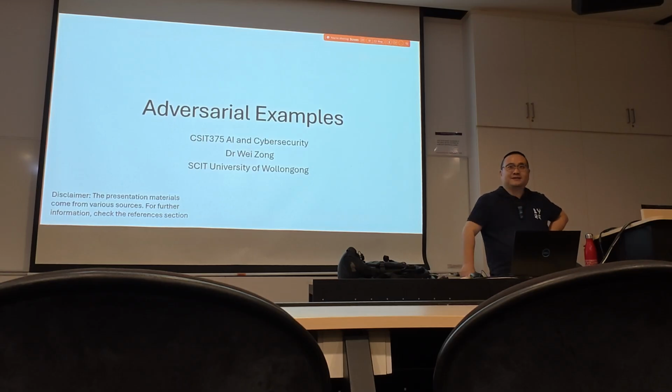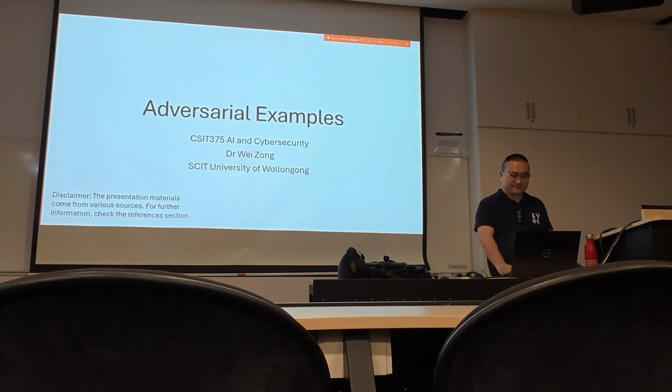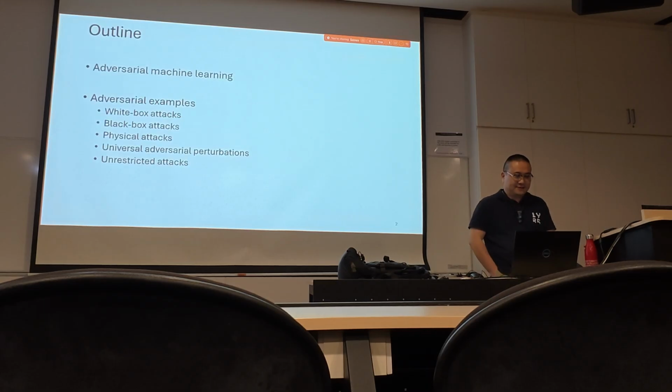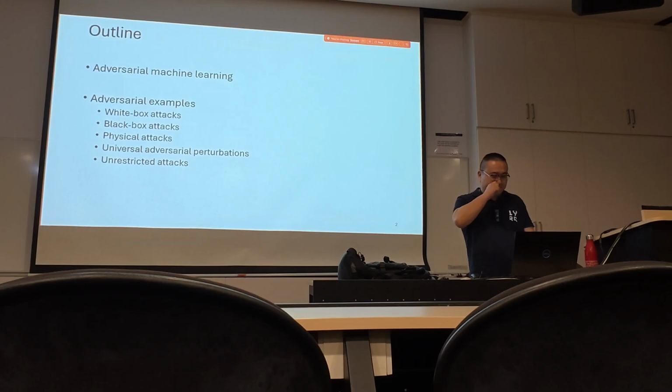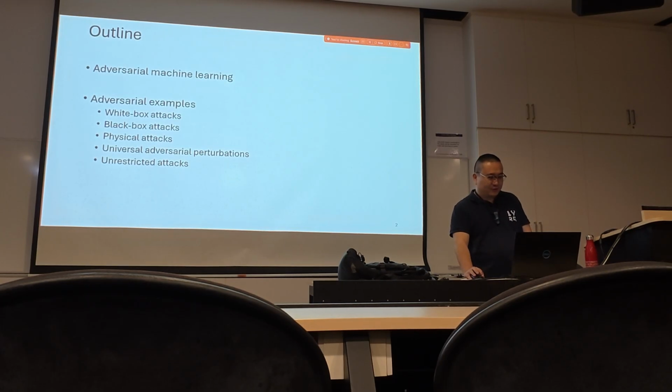Okay, and here we start the core part of the subject. Now we talk about attacks, that is, how to fool a model. Basically, we can fool a model in different ways, and we start with the very basic one, called adversarial examples. And this is the outline of this lecture. We will talk about adversarial machine learning, and then we'll talk about adversarial examples.